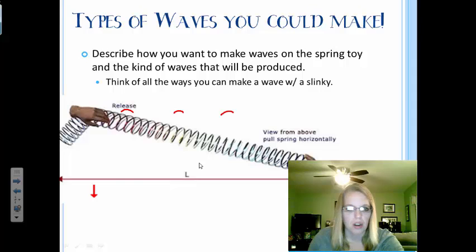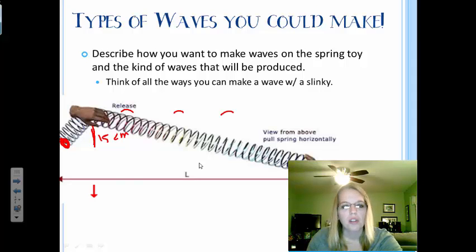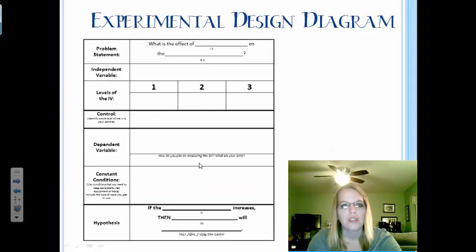You have a partner here and you're here, and one of your hands is holding it right here, the other hand pulls it to the side. You literally could measure that distance and say, oh, that's 15 centimeters. Next time I'm going to do 20. Next time I'm going to do 25. That would work too. So there are all different ways. Whatever you choose to do, you have to keep it consistent. So let's fill this out.